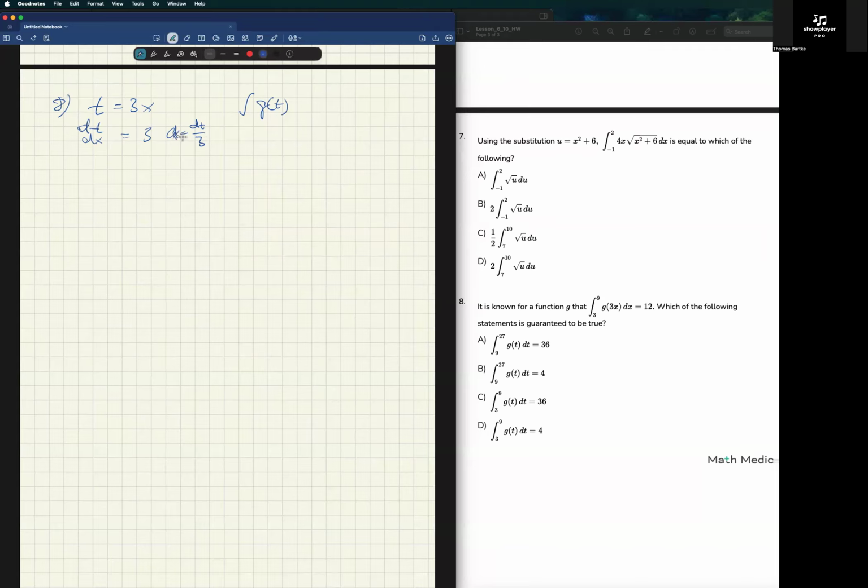Dx, this is dx, so times dt over 3. I'll pull this into the front, and now I'm going to do my boundaries. We're looking for 3 and 9 to fit in here. So 3 times 3 is 9, that's my lower boundary, and 9 times 3 is 27, that goes on top.